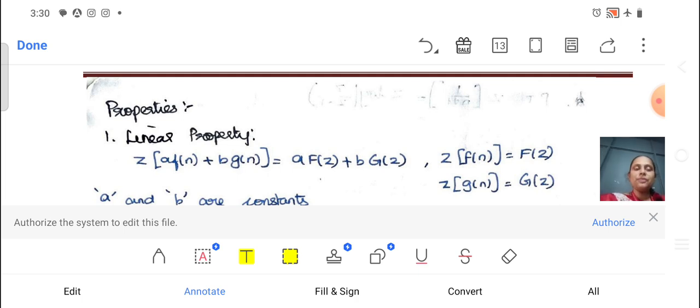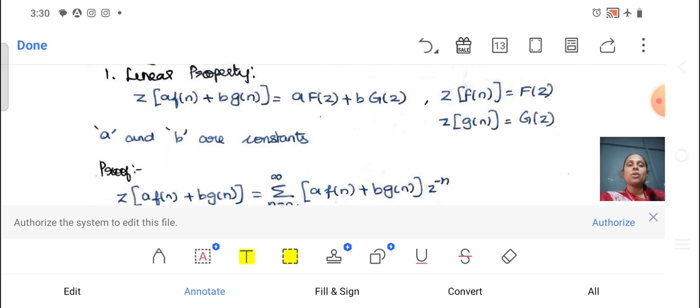In this property, the first one is the linear property. You know the linear property already from the Fourier transform. So here also we want to apply the Z inverse. Linear property: Z of (A f(n) plus B g(n)) equals A F(z) plus B G(z). You know Z of f(n) equals capital F(z), Z of g(n) equals capital G(z). Here A and B are constants.